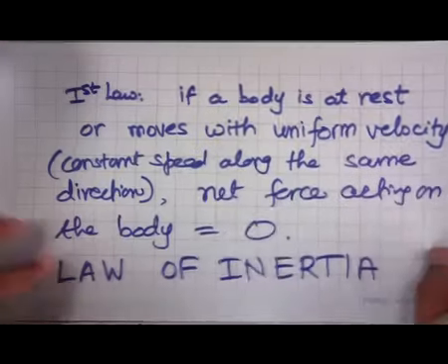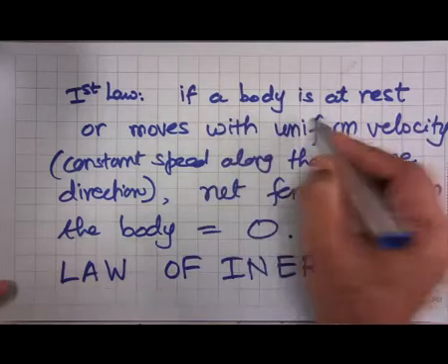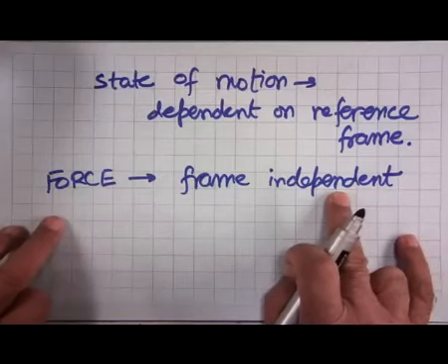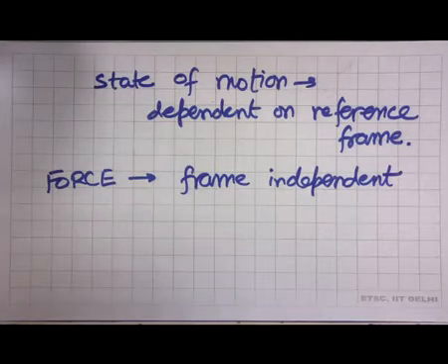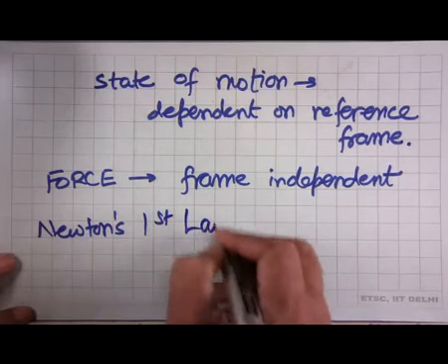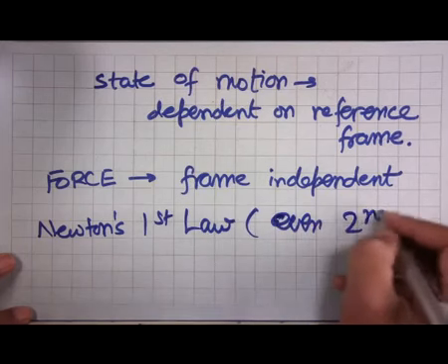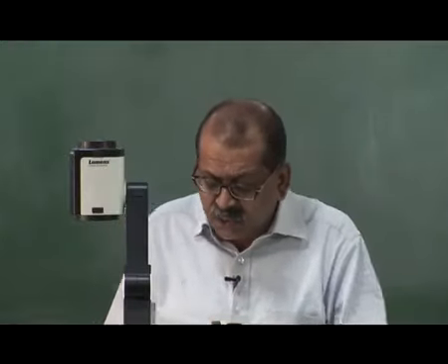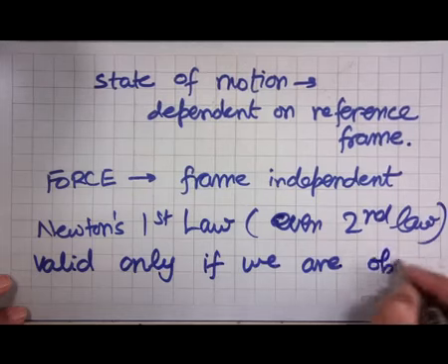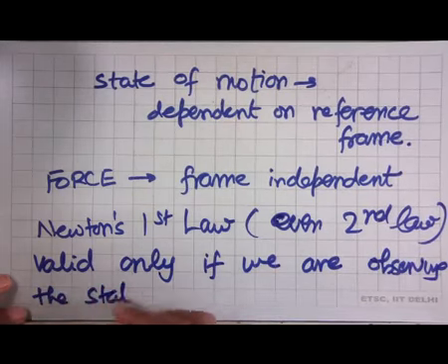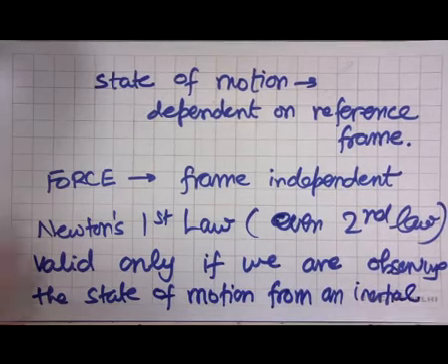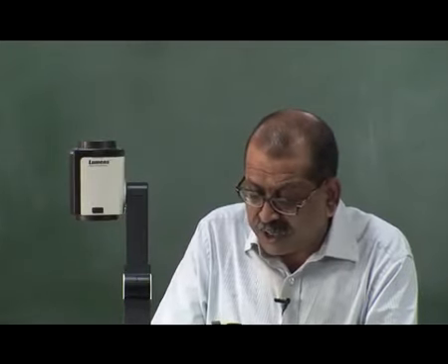So, now when we look at Newton's first law, it is saying the net force is 0 if a body is at rest or moves with uniform velocity. That means something is missing, because we are relating a frame independent quantity to a frame dependent quantity. And the catch is that Newton's first law, and for that matter even the second law, which we will see later during the lecture today, is valid only if we are observing the state of motion from an inertial frame.